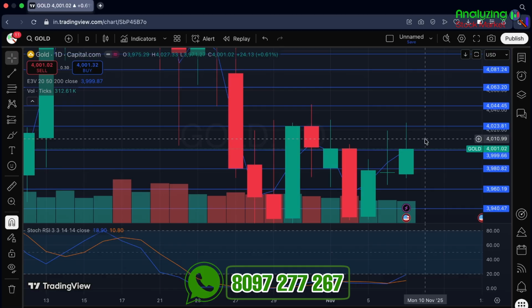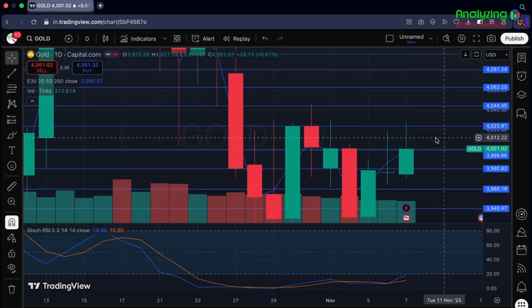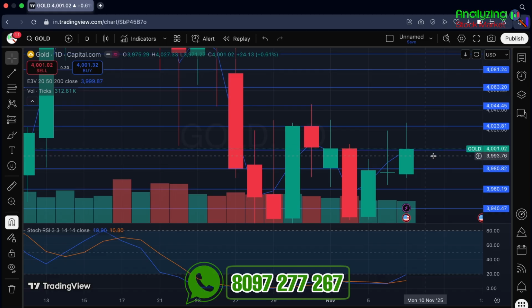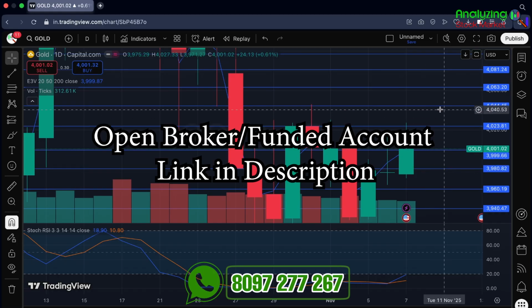So let's now talk about my opinion on gold USD for the coming week, or for this week. Currently, according to the previous week's momentum, I am expecting a positive move in this range, that is 4023 to 4045. I'm expecting a positive closing in this range. If you're going for any short trade, then you can go for a short trade once 3999 gets breached and a one-day candle gets closed below this, then we can go for a short till 3980. Currently, my expectation is a bit positive.